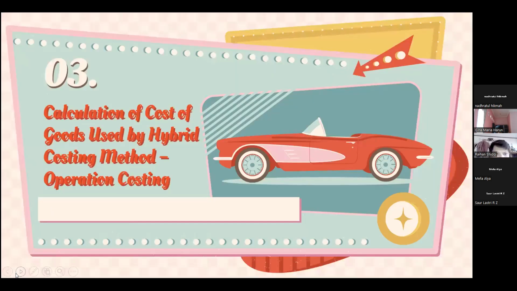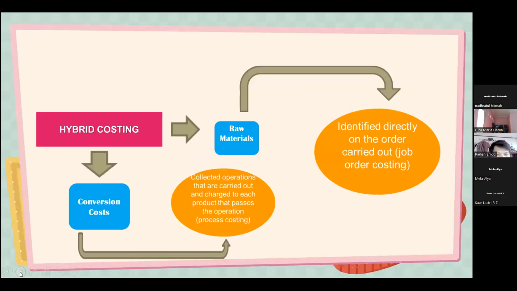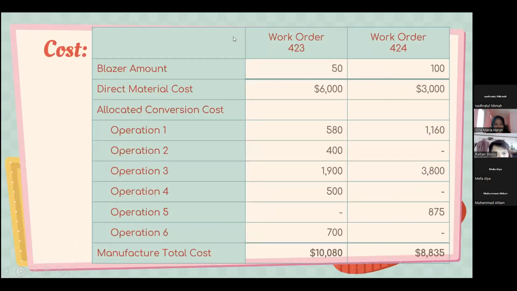Next is the calculation of cost of goods using the hybrid costing method or operation costing. As you can see in the diagram, using conversion costs, the operations that are carried out are collected and charged to each product that passes through the operation, as in process costing. Raw materials are identified directly on the order carried out, as in job order costing. The next part will be presented by Gina. Gina, the time is yours.